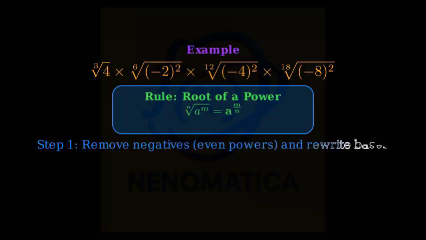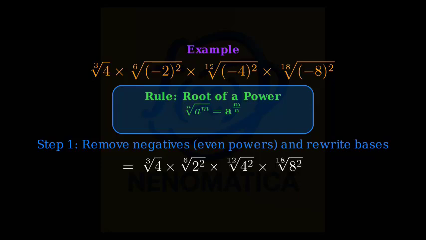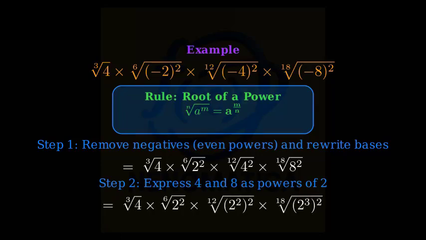Step 2. Express 4 as 2 squared and 8 as 2 cubed. Now apply the rule: the nth root of a power equals a to the power m over n. Here, 2 over 6, 4 over 12, and 6 over 18 all equal 1/3. So each of those three radicals becomes a cube root.